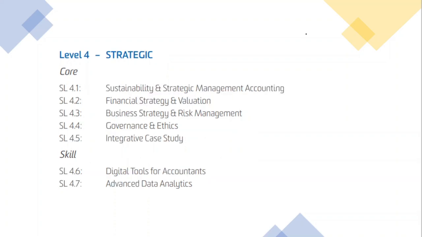Strategic level 4, you have your case study. Along with the case study, you have four more subjects to finish off: sustainability and strategic management accounting, financial strategy and valuation, business strategy and risk management, governance and ethics. And along with this, you have two skill subjects, and this time both are focused on the technology stream, where you have digital tools as well as advanced data analytics.